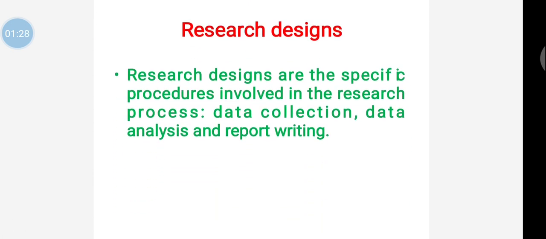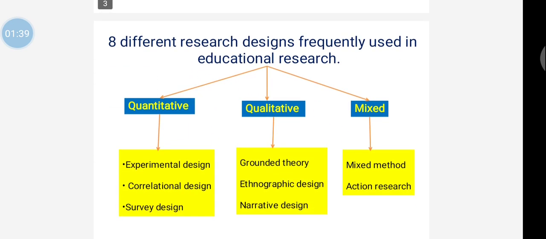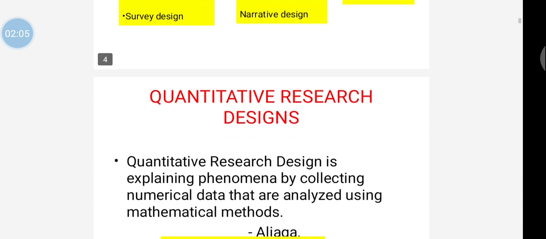Then, research designs. Research designs are the specific procedures involved in the research process, that is, data collection, data analysis, and report writing. Eight research designs are frequently used in educational research, that is, qualitative, quantitative, and mixed. In quantitative research, we are having experimental research, correlational research, and survey design. In qualitative research, grounded theory, ethnographic design, and narrative design. In mixed research methods, we are having mixed method, then action research.